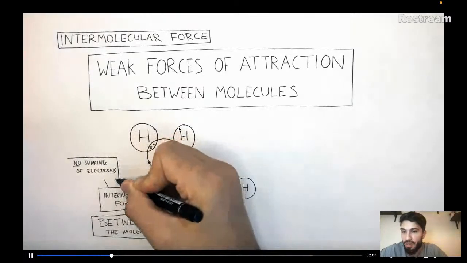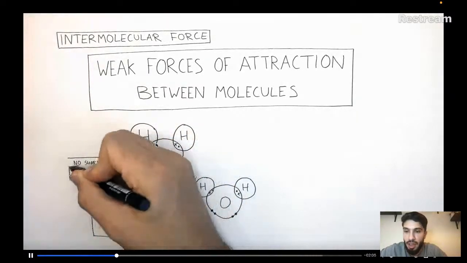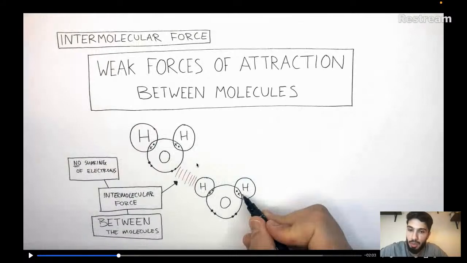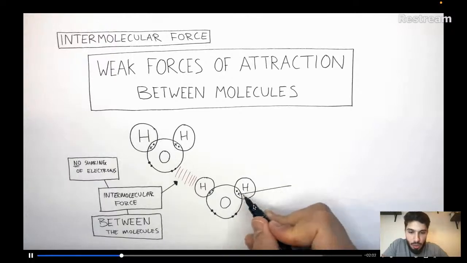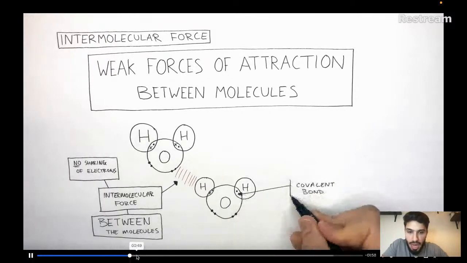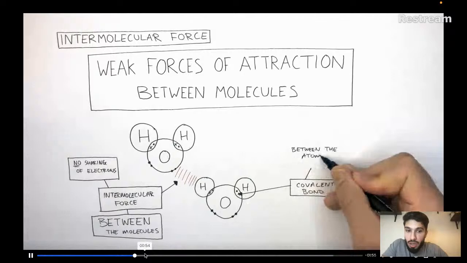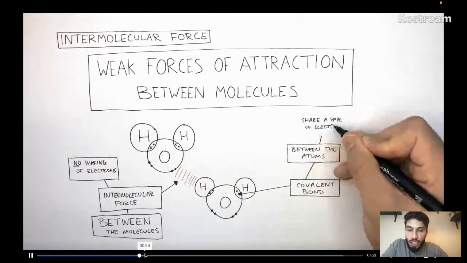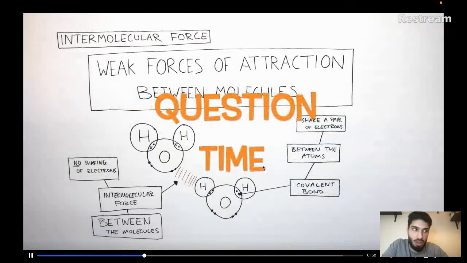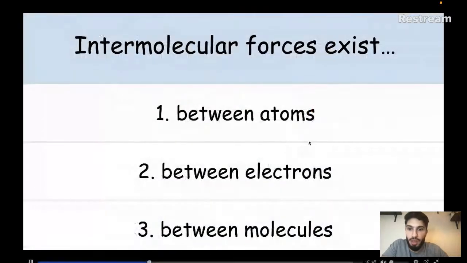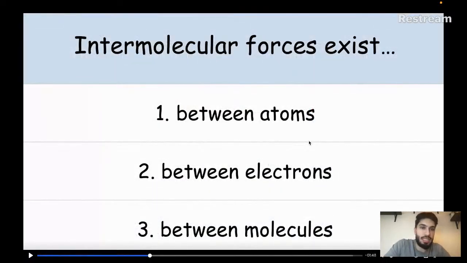And there are no sharing of electrons, okay? Very, very key. If and when you do chemistry A level, you will learn about this in a lot more detail. But for now at GCSE, you just need to know there are intermolecular forces between the molecules and there are no sharing of electrons. Here I'm pointing to the covalent bond, which is between the atoms. And these covalent bonds are between the atoms where they share a pair of electrons and are very strong. Question time. Let's go. Okay, intermolecular forces exist. Is it 1, 2, or 3?